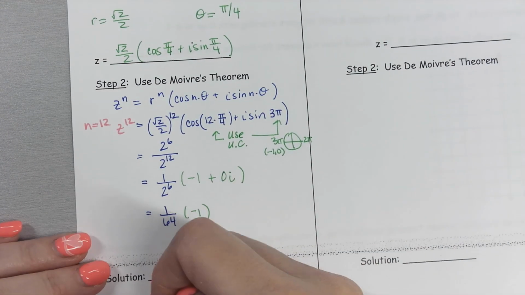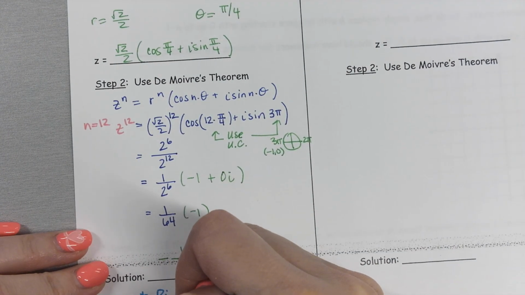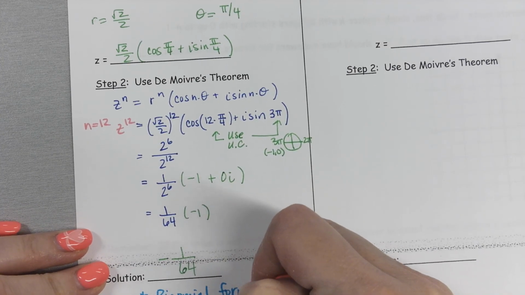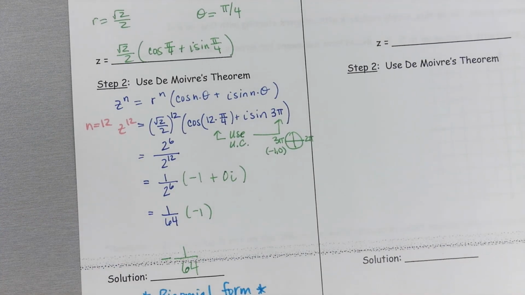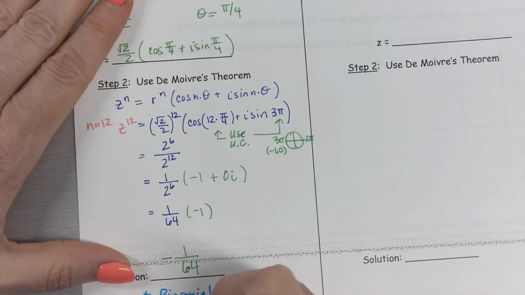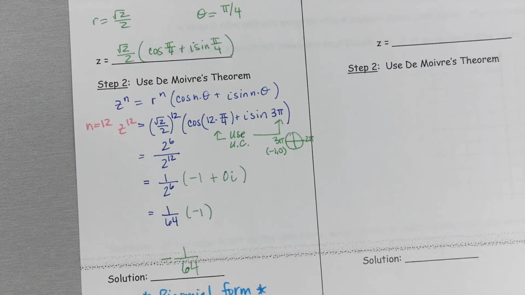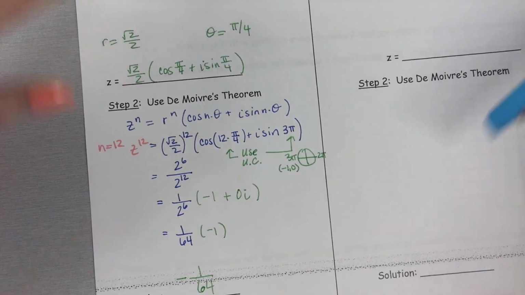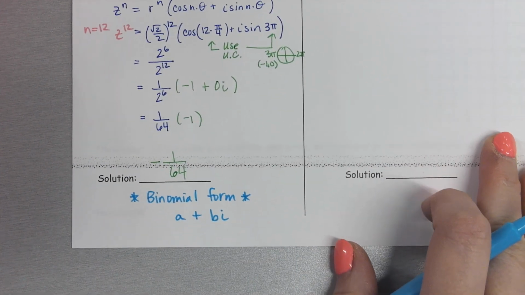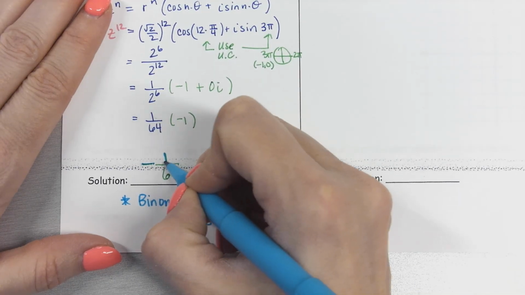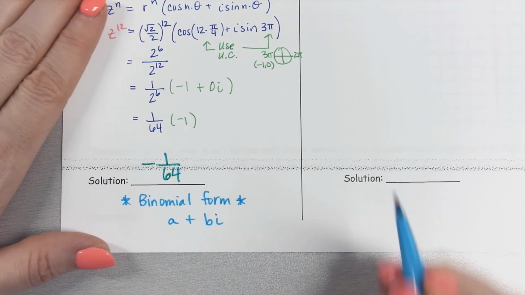So for these, you are going to write your answer in binomial form. You may be thinking, but Miss Whipple, that's not a binomial. That's because your b value is 0. Binomial form is a plus bi, and if you have no imaginary term, it can just be this one value here.